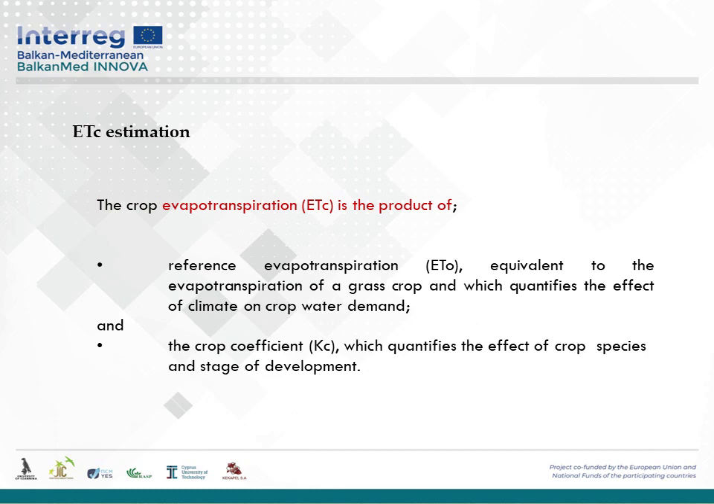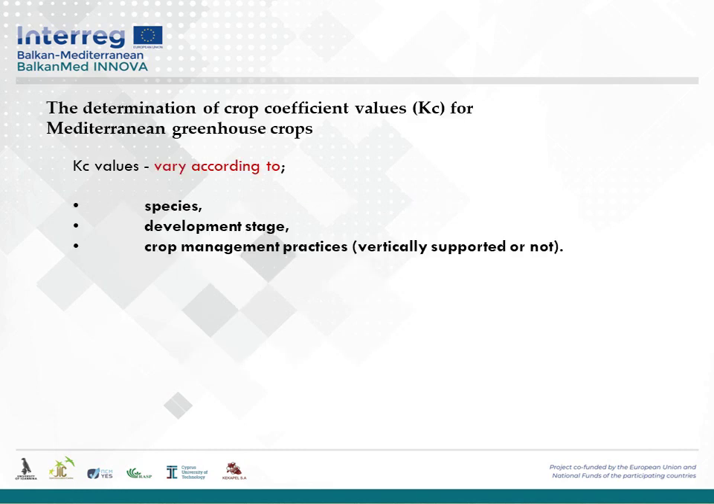Practically, crop evapotranspiration, ETc, is the product of the reference evapotranspiration, ET0, which is equivalent to the evapotranspiration of a grass crop and quantifies the effect of climate on crop water demand, and very importantly, the crop coefficient, Kc, which quantifies the effect of crop species and the stage of development. Let's talk now about a very important issue, the water requirements of the greenhouse crops.